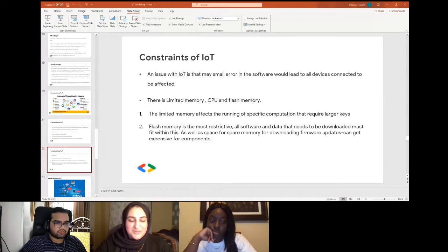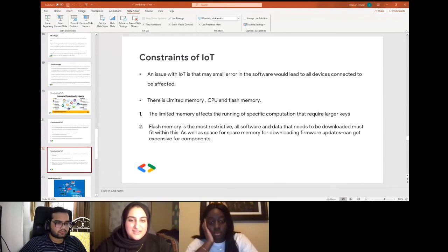So that's definitely something that needs to be focused on as well. There's also limited memory, CPU, and flash memory. The limited memory actually affects the running specifications for specific computation. And if it requires larger keys, the device won't be able to carry it out because it hasn't got enough memory. Another thing is the flash memory, which is the most restrictive.